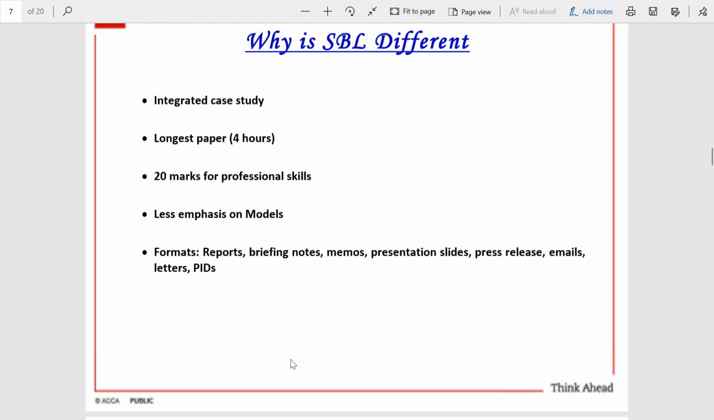Sajid is saying SBL is slightly easier than options. I think SBL is very easy if you know the techniques. Okay. How much time should we allocate for reading and writing? I would definitely cover that tomorrow.